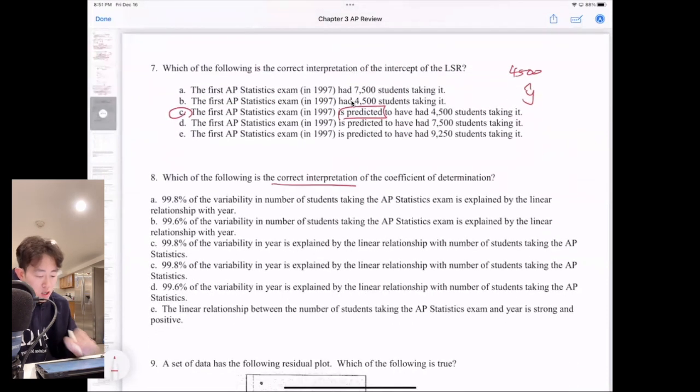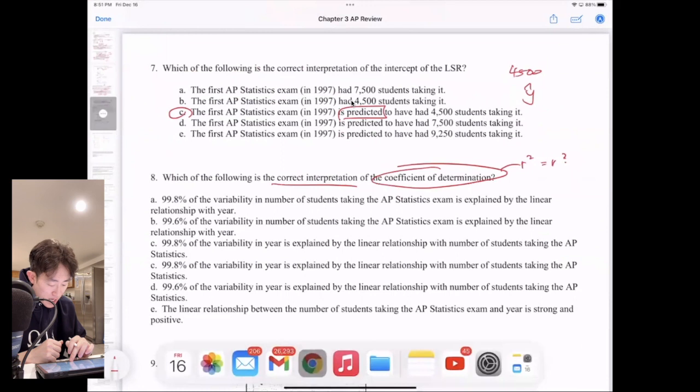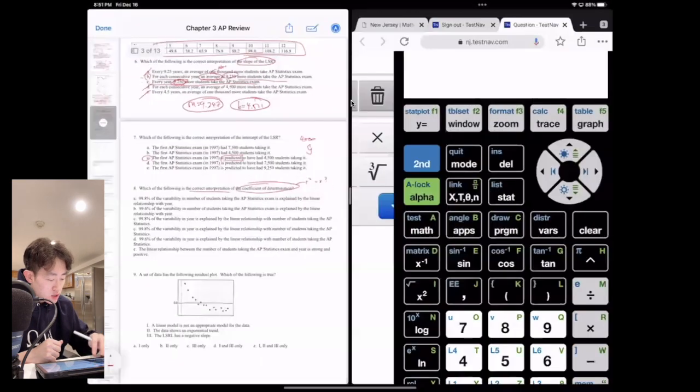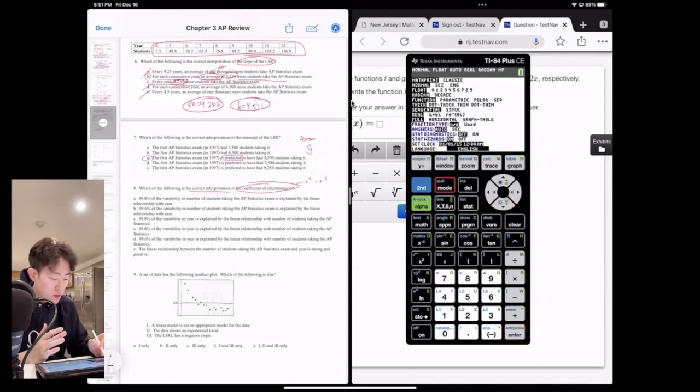Which of the following is the correct interpretation of the coefficient of determination, which is your r squared? Now, to get the r squared, we need to know what r is and square it at the end. Recall what we had on the calculator. We actually didn't get the r value when we did stat, calc, number 4. When you run across that problem, all you do is simply go to mode, and then go all the way down to stat diagnostics, which is the fourth one from the bottom. Turn it on.